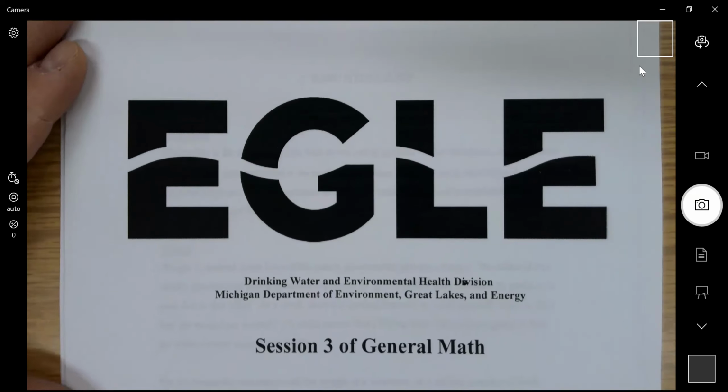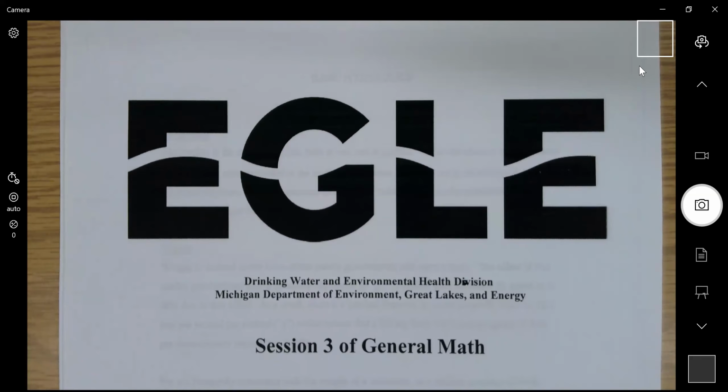So we will be getting into static pressure hydraulics, flow pressure hydraulics with the continuity equation, and dealing a little bit with gradient slope and some density or specific gravity type information too.